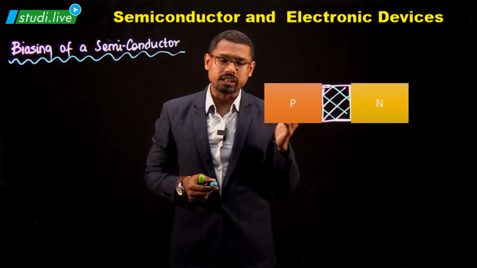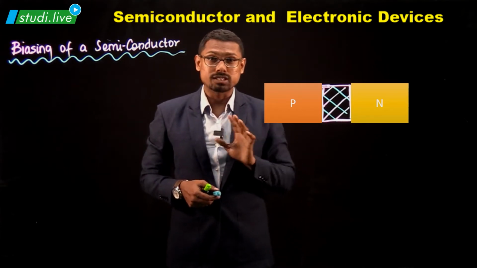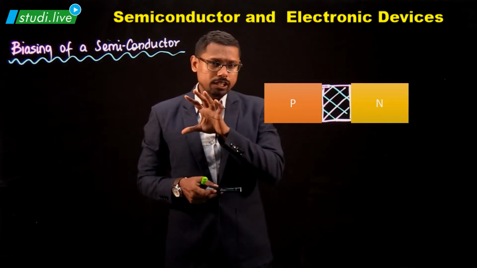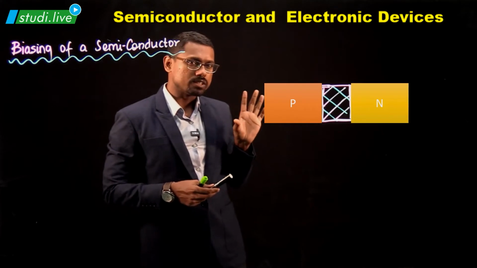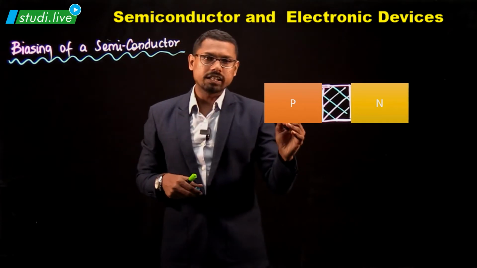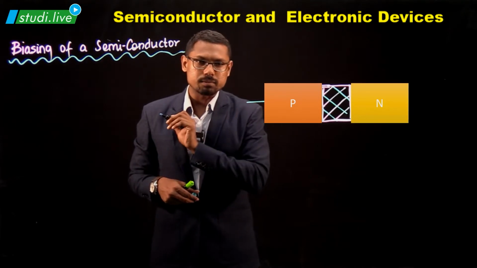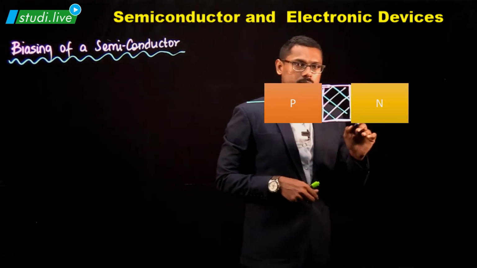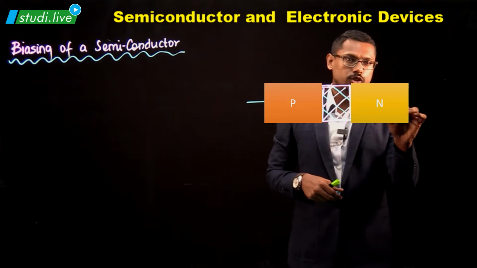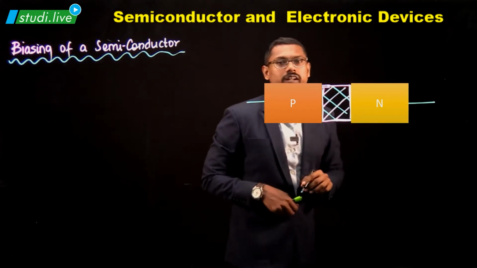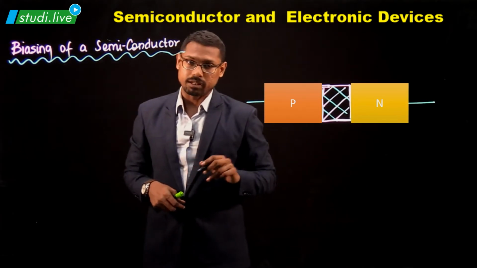But why do we need it? We need to bring it to some use at least, right? So we need to supply some electricity to this design. And the very idea of supplying electricity to this design is called biasing. All I have to do is supply electricity to both the P-type semiconductor and the N-type semiconductor.